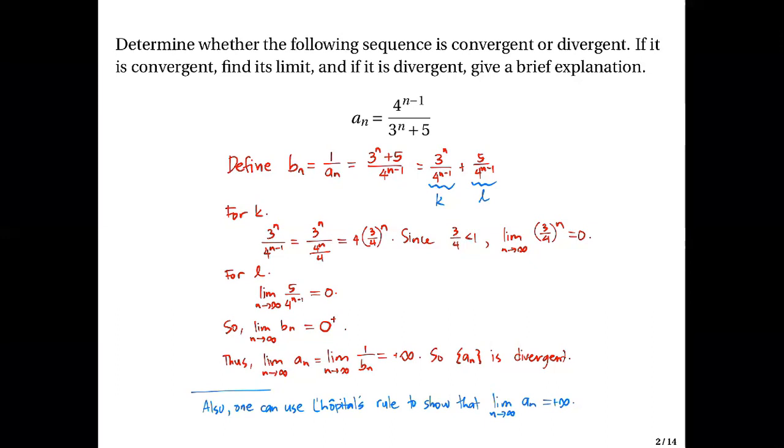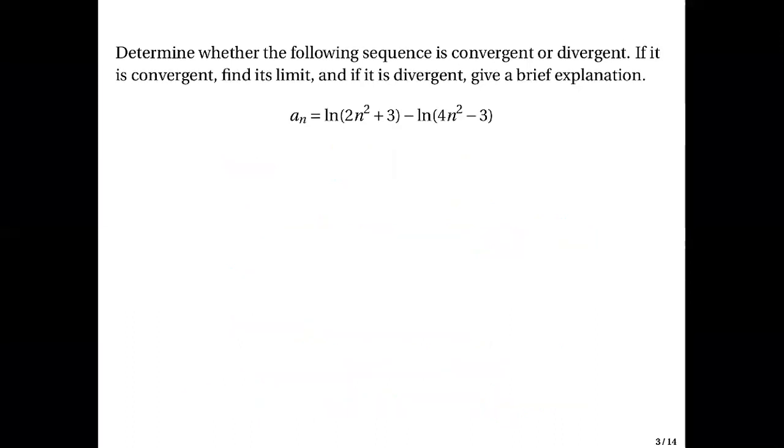Okay. So that's for our first problem. For the second problem, our sequence is ln of 2n squared plus 3 minus ln of 4n squared minus 3. So for this, let us just rewrite an as a single logarithm. So this is just the logarithm of 2n squared plus 3 divided by 4n squared minus 3. And now we can find the limit.